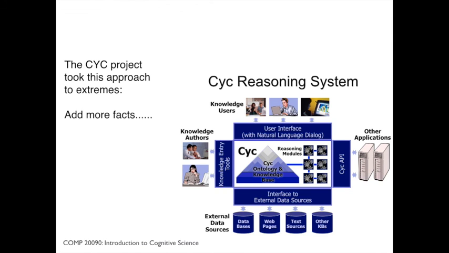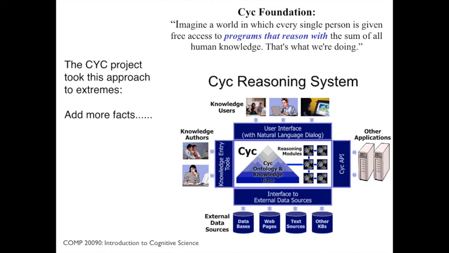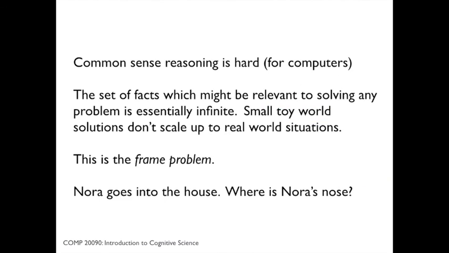The biggest of these sentence-based, fact-based reasoning systems is called Cyc. The owners of this, it was a commercial project, promised you the world. They promised programs that reason with the sum of all human knowledge. It seems like a great promise, and indeed they have vastly overpromised this world of intellectual, abstract, fact-based knowledge store. What these things can't do is exhibit common sense.